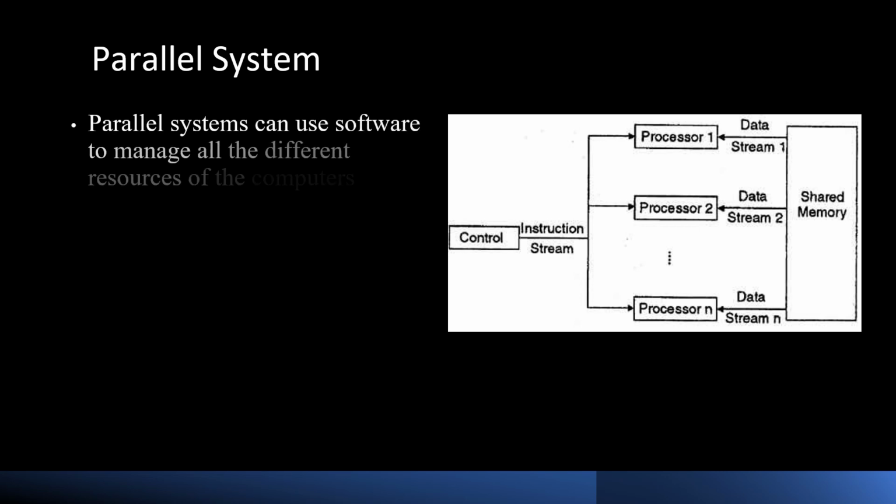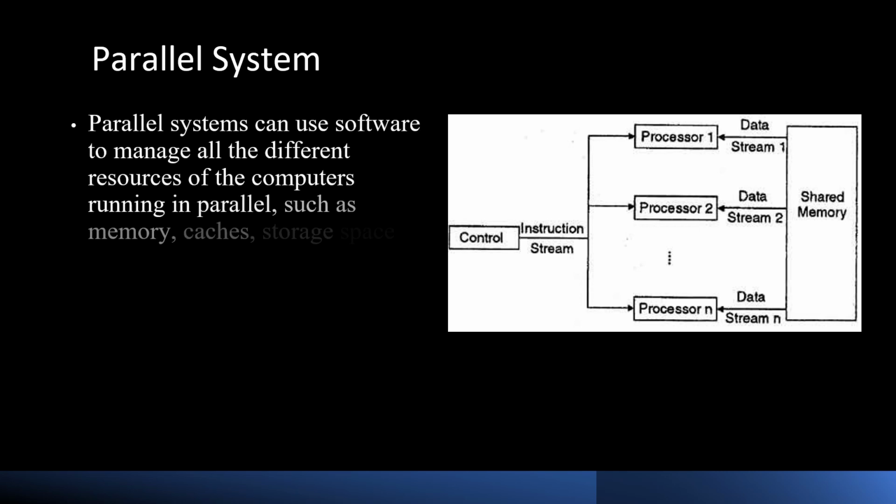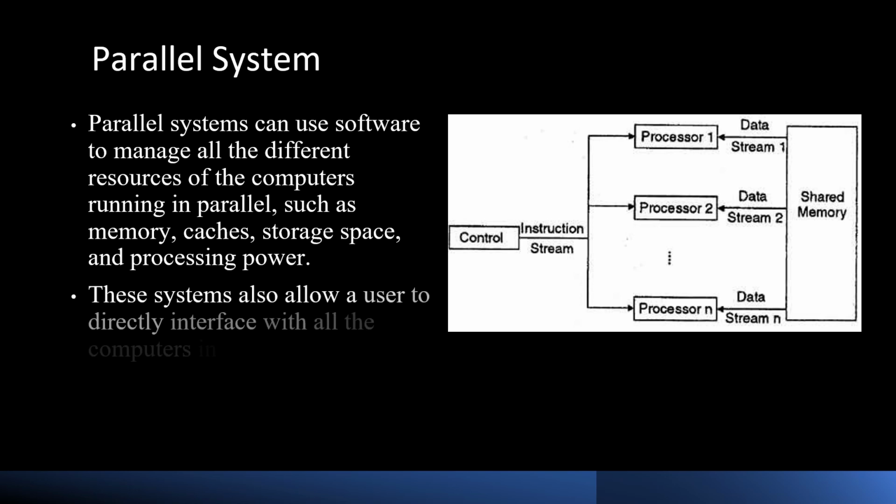Parallel systems can use software to manage all the different resources of the computers running in parallel, such as memory, caches, storage space, and processing power. These systems also allow a user to directly interface with all the computers in the network.